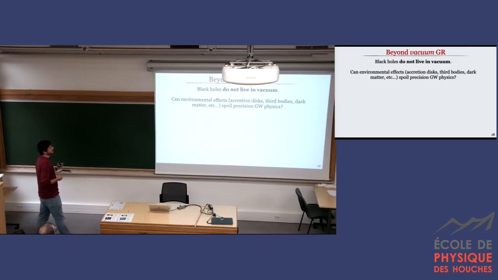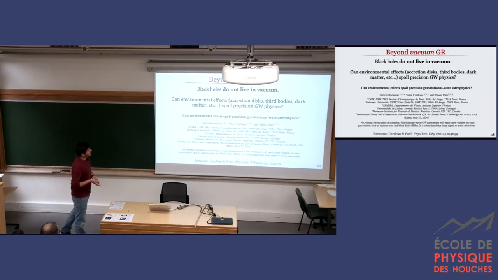So there's been this question for a long time of whether environmental effects, and that can mean accretion disks, an additional body close to your binary system, you could even think about dark matter, and I'm sure you can think about other environmental effects, can spoil this claim that we can do precision tests of gravity.